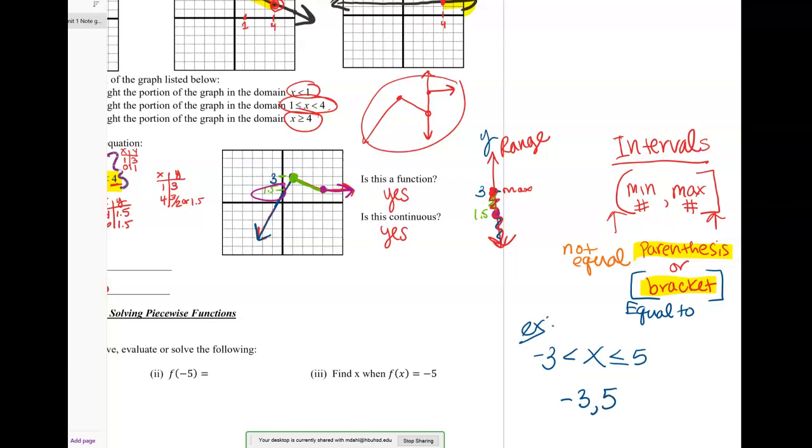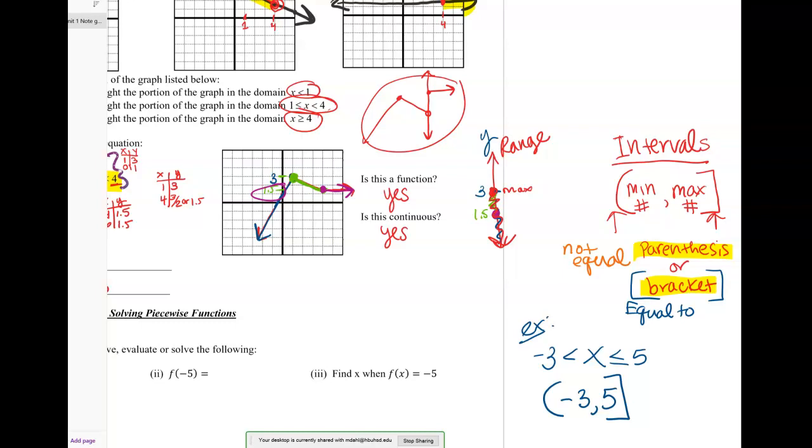Now it needs to be enclosed in the notation. Is x allowed to equal -3? No. So I use a parenthesis. Is x allowed to equal 5? Yes. Then that side is enclosed with a bracket. This notation tells me that whatever you're talking about, in this case x's, go from -3 to 5, where we don't include -3, but we do include 5. Is that okay with everybody?